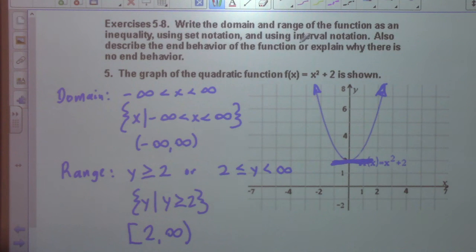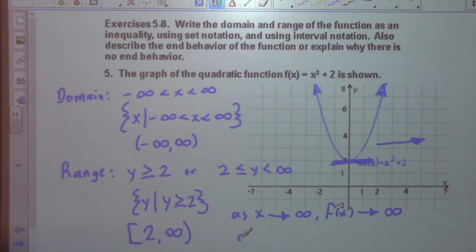And then finally it says end behavior. And that's as x approaches infinity, f of x approaches... As x gets bigger, what does y do? Which way is y going? Up or down? Up. So what goes here? Infinity.